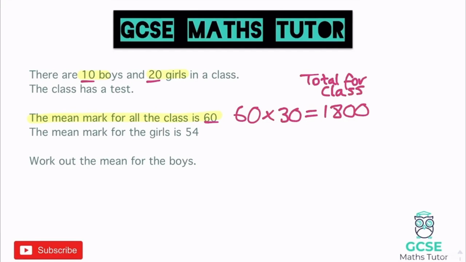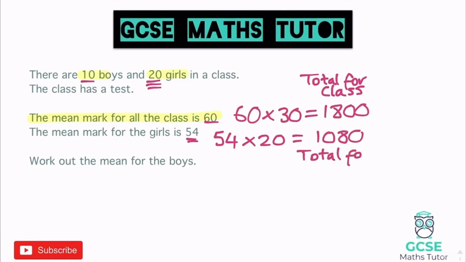There we go. Right, so the next bit of information, we've also been told that the mean mark for the girls is 54. Now, in terms of the question, there are 20 girls. So if there's 20 girls and their mean is 54, we'll take their mean, 54, times it back by that 20 to find out what their total was. So 54 times 20, there we go, and that gives us 1,080. And there we go, there is the total for the girls. And let's just label that again. Total for girls.